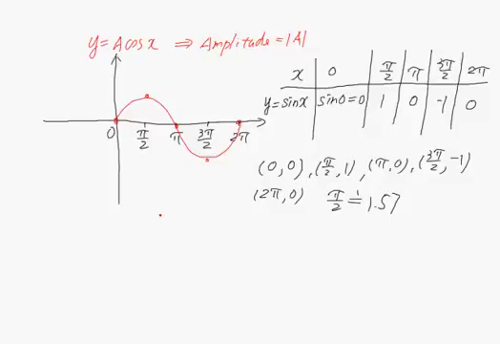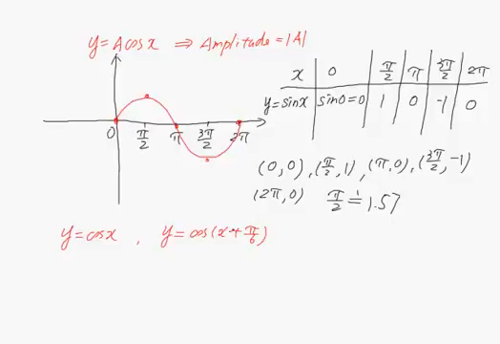Another question is about the transformation. So first, we have y equal to cosine x. And then we want to use the graph of this function to get the graph of y equal to cosine of x plus pi over 6.